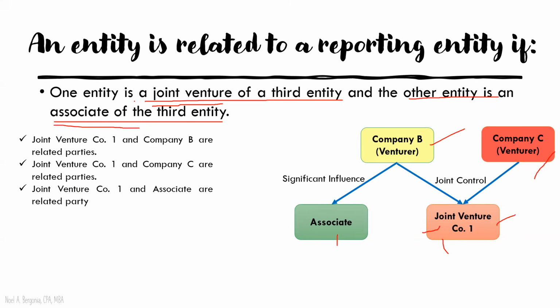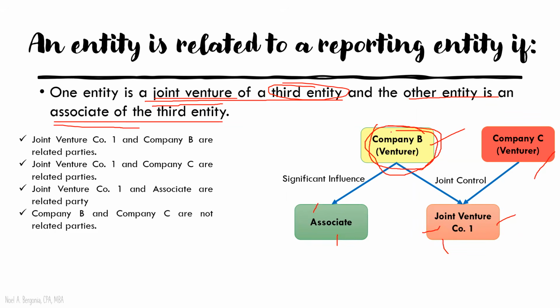Why? Because one entity is a joint venture of a third entity. So sino po yung third entity? The third entity is actually company B. Okay? And the other entity is an associate of that third entity, then they are considered as related parties. So that's the reason why associate and joint venture company 1 are related party kasi they are being handled by the third entity at the same time. Okay? So are we clear on that?